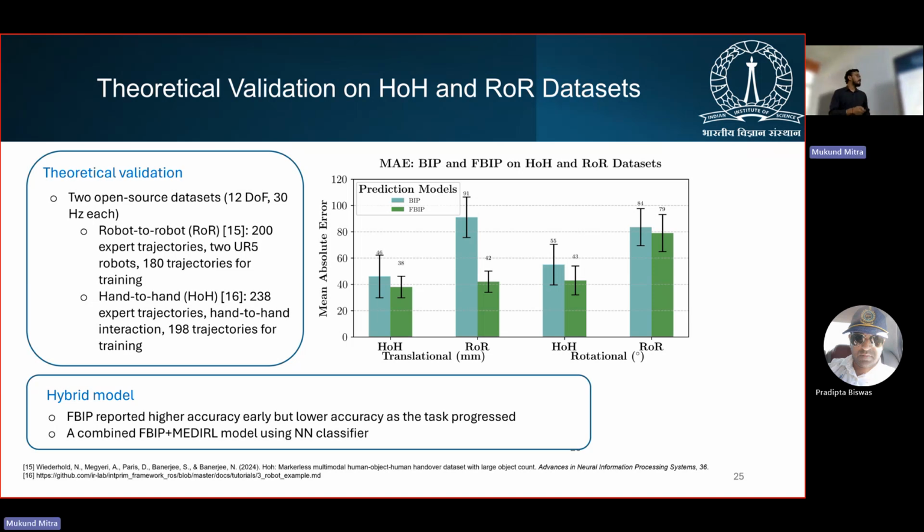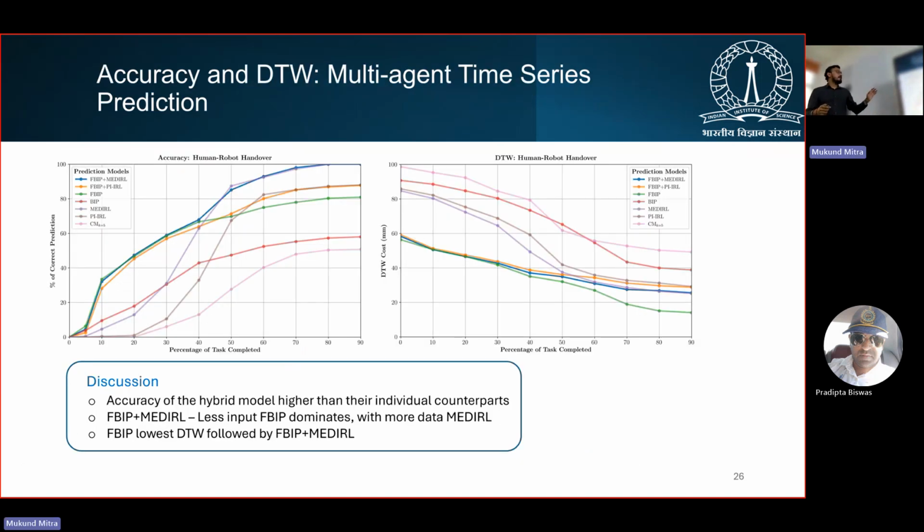Yeah. So we see that during the initial, up to around 40 to 50% of the task, FBAP performed better, but later on its accuracy is less as compared to MADRL. So to implement it in real time, we used a hybrid FBAP plus MADRL based method to calculate the accuracy and all.